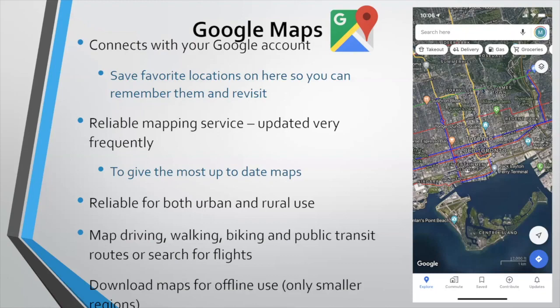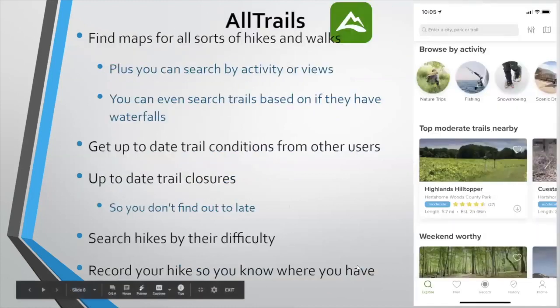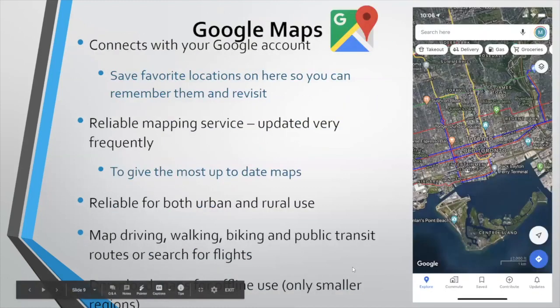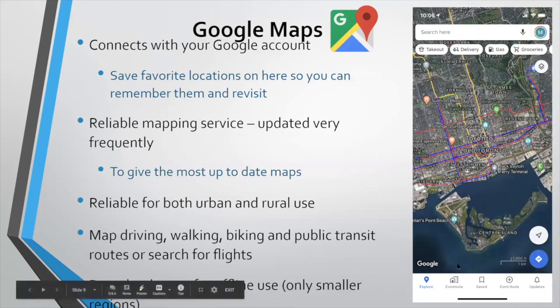And additionally, you can download maps on Google Maps for offline use, but it's more for smaller regions, unlike what we were talking about earlier with, sorry, what was it called again? With Here We Go, right? Unlike with Here We Go, where you can download an entire country's map, Google Maps is more for a smaller region. So that's something to keep in mind.